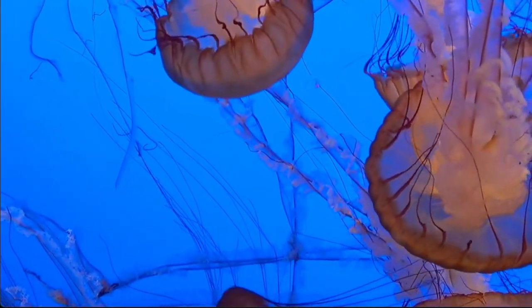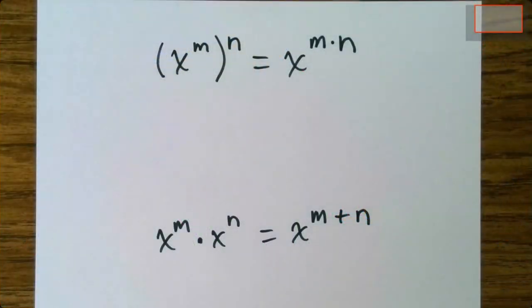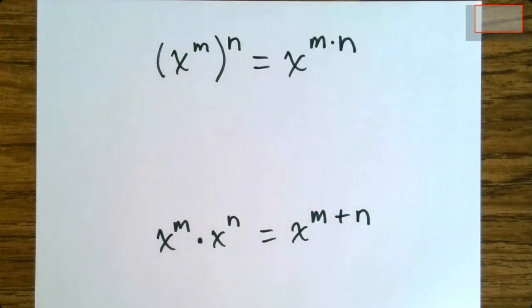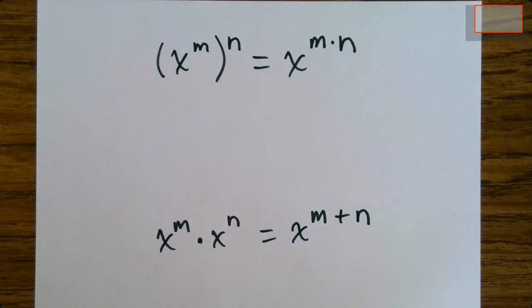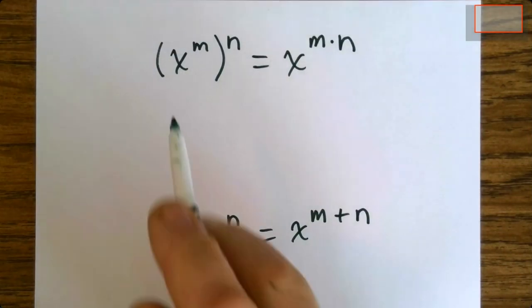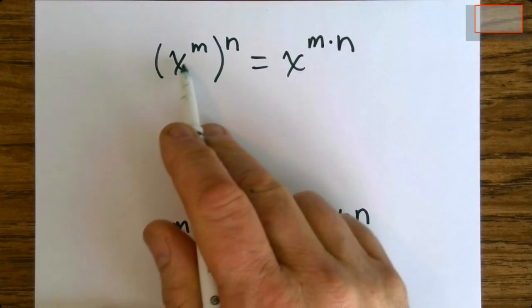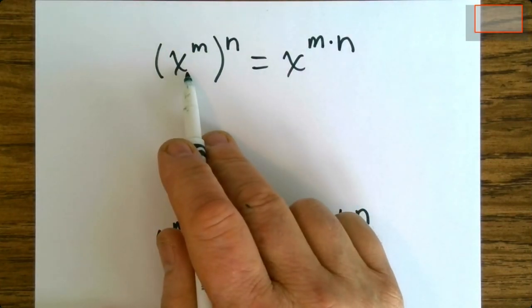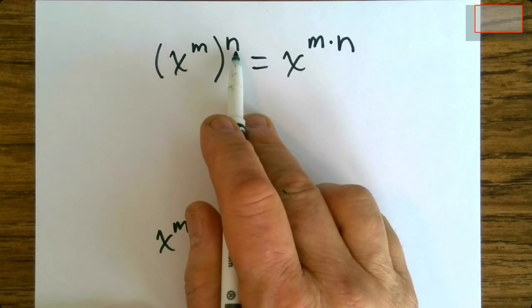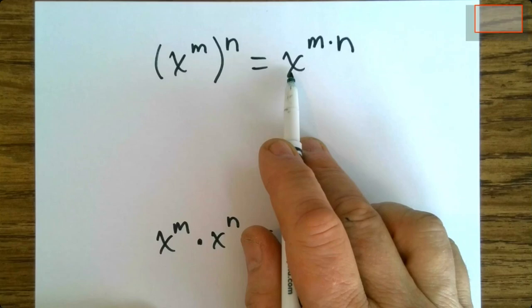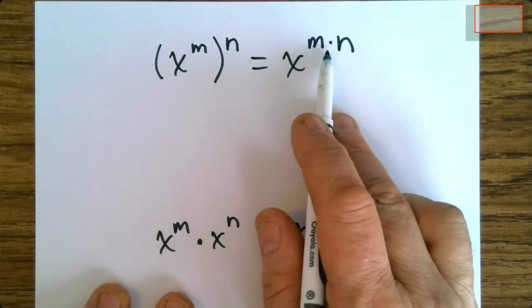The first thing is two of our laws of exponents. We know, and we've seen, that if I have a power like x to the m, this is a power that's raised to a higher power, right? This is equivalent to x to the m times n.